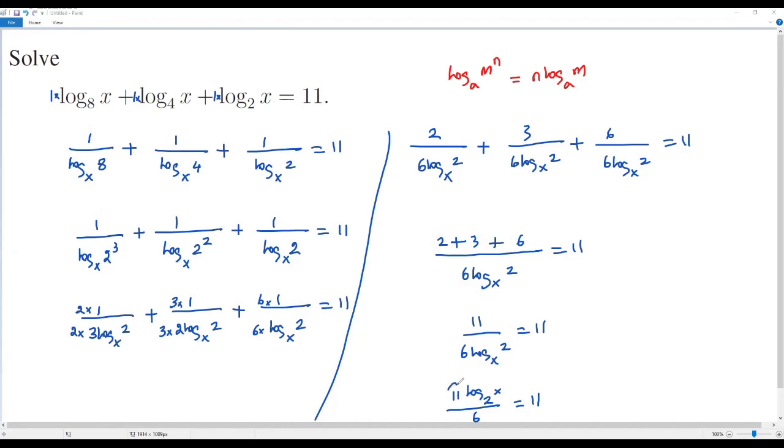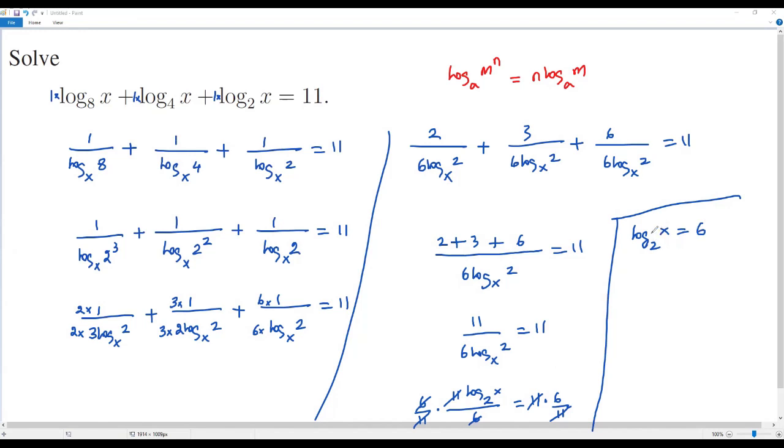Okay, now to get rid of this fraction 11 over 6, I multiply both sides of this equation by the reciprocal of this fraction, that is 6 over 11. Let me do the same thing on the right side as well. So here 6 will cancel out, and 11 will cancel out. Okay, here this 11 and 11 will cancel out. Then I'm getting log base 2 of x on the left side. On the right side we have just 6.